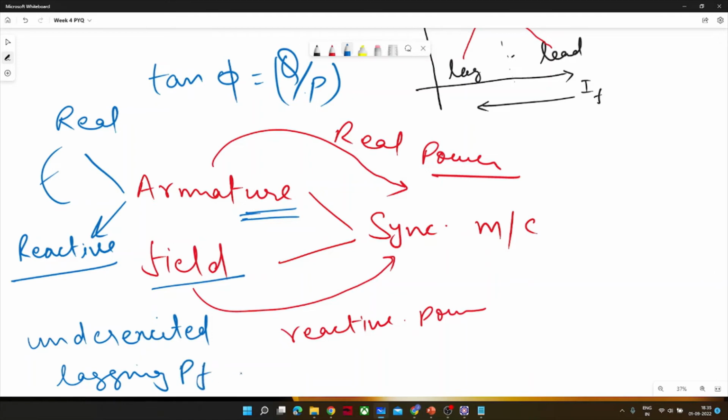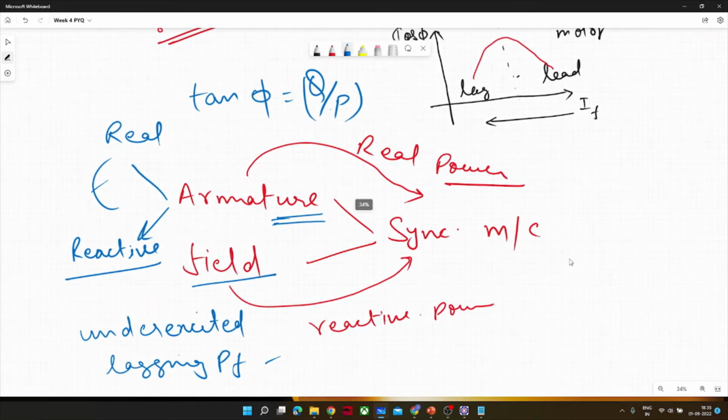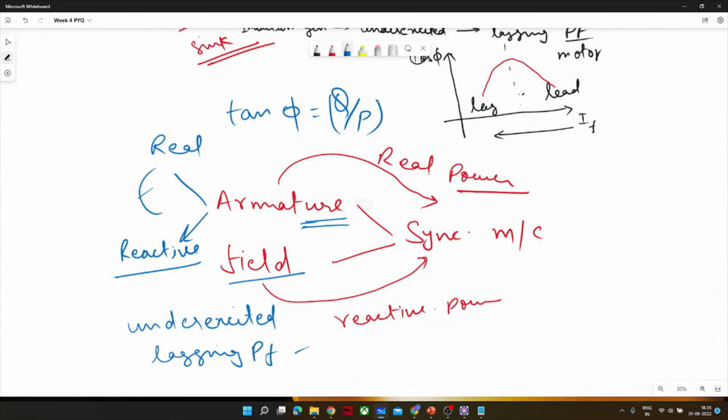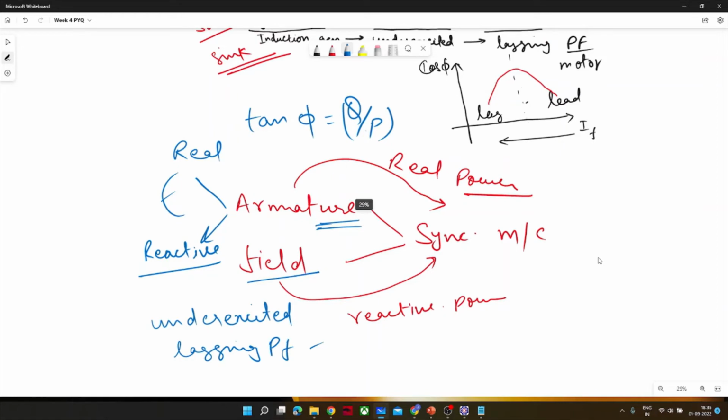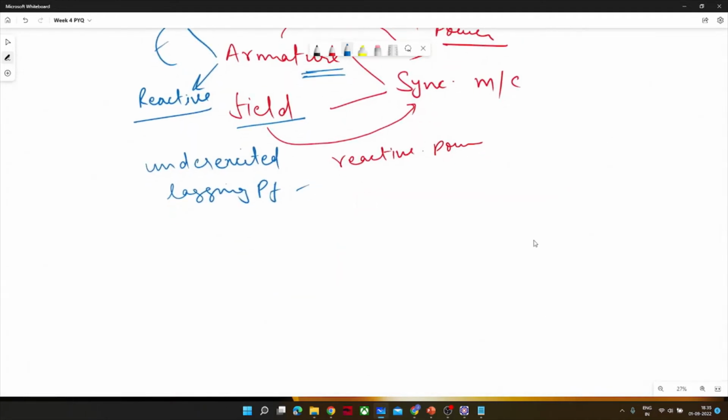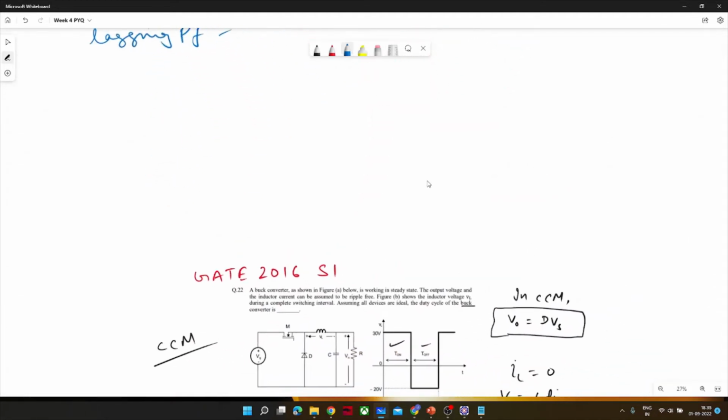You got this point? It was lagging because the armature is also providing reactive power. Am I right? Yes, yes, correct. Okay, thank you. Any doubt in this anymore? If not, then I will move on to some power electronics topic.